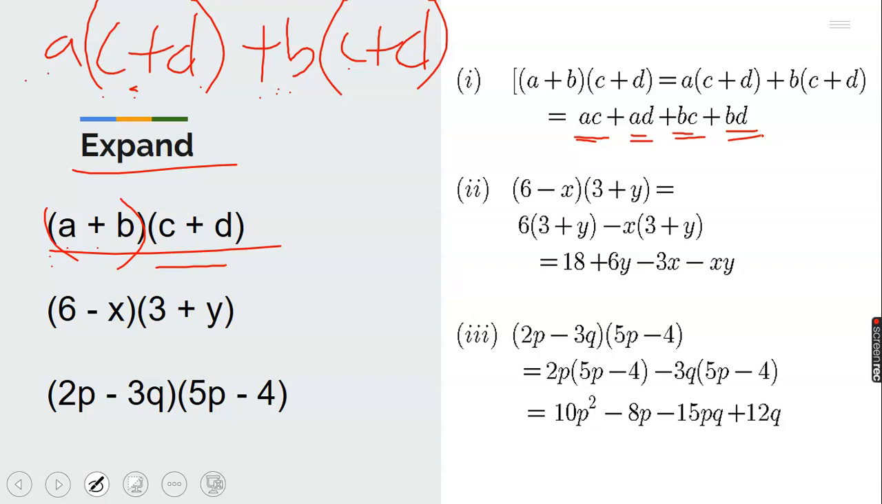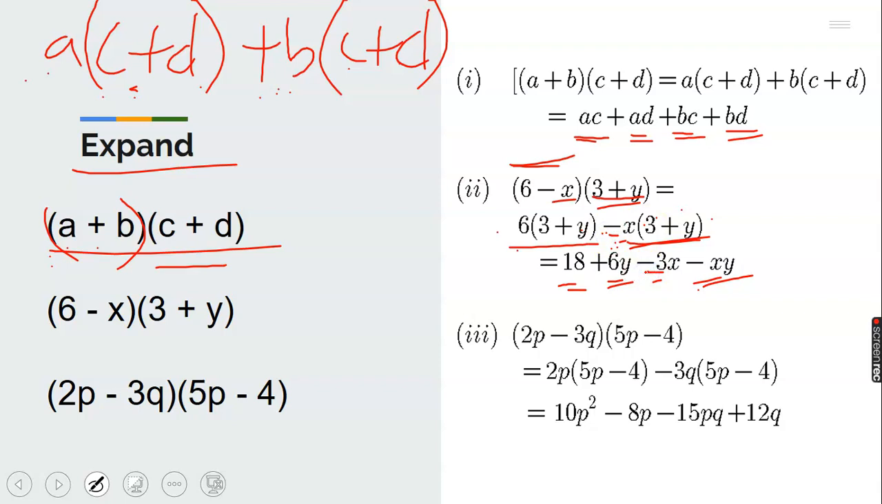The same thing applies here. Use the first bracket to multiply the second bracket. Now, take 6 first, look at it here, then minus x also. When you open the bracket, 6 times 3 is 18. 6 times y, 6y, minus x times 3, minus 3x, minus x times y, minus xy. You can see minus times plus will be minus. These two are plus 3 plus y, but when you use minus to open the bracket, they have changed to minus.